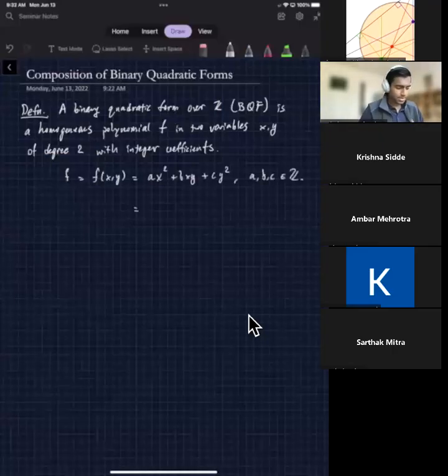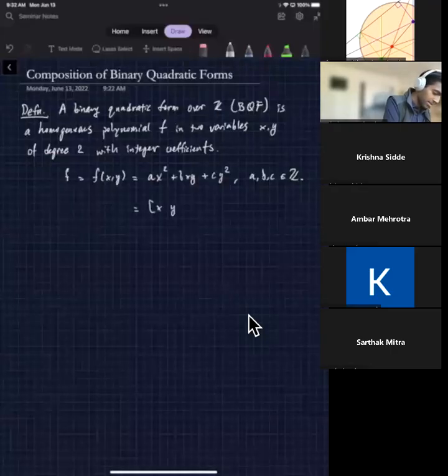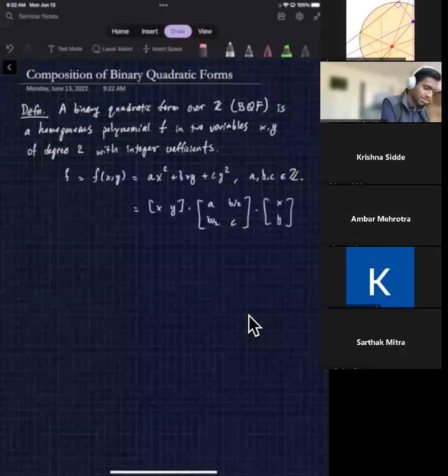And it is also convenient to think of this form in terms of matrices. So we can actually factor this polynomial using matrices. And we can do that as follows. So this is just the row matrix (x, y) times the matrix with rows (a, b/2) and (b/2, c) times the column matrix (x, y). This is an interesting factorization of the polynomial in terms of matrices, and this will be useful in what follows.